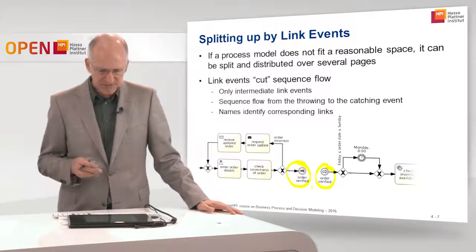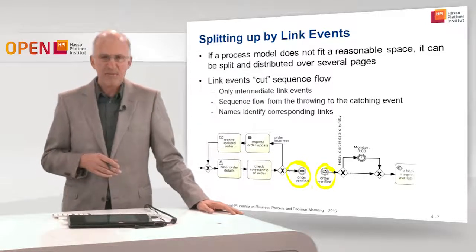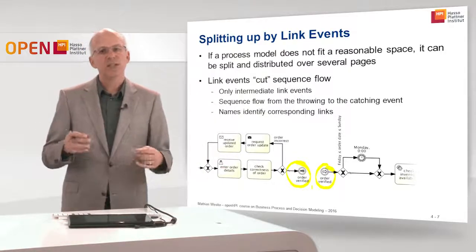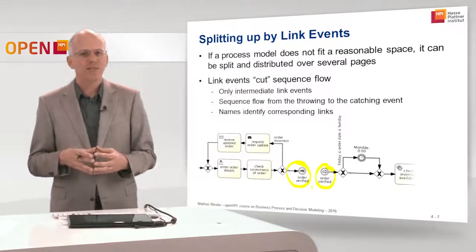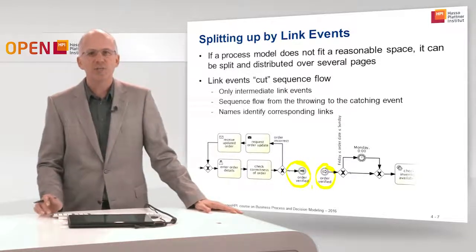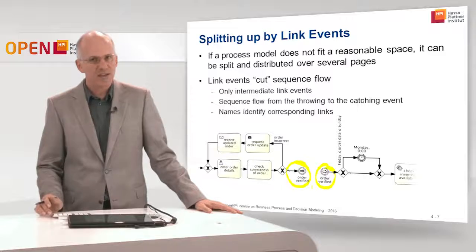Link events cut sequence flow. We have only intermediate link events, since they are not the beginning and the end of the process, but they are in the middle of the process. And thereby we have the funny situation that we have intermediate events that do not have an outgoing edge.